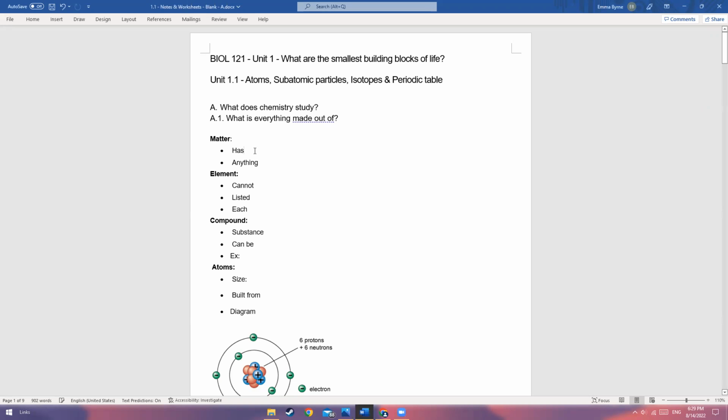If we start out here with the notes, what we're really saying is that matter is anything that has mass and weight and takes up space. So this could be anything from water to clouds, the breath you expel, you and me. All of these things have mass and weight and take up space. Pretty much anything you can think of is matter. And this is ultimately what chemistry is studying. Matter is the building block of life in a sense.